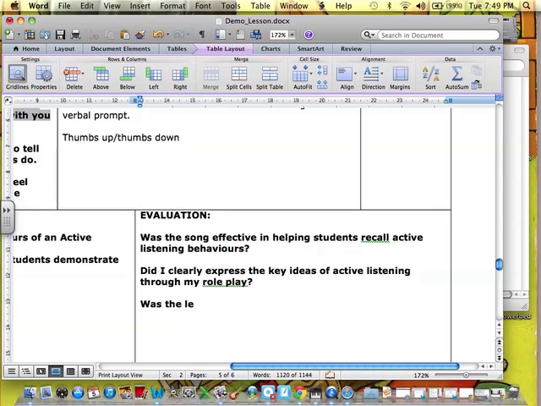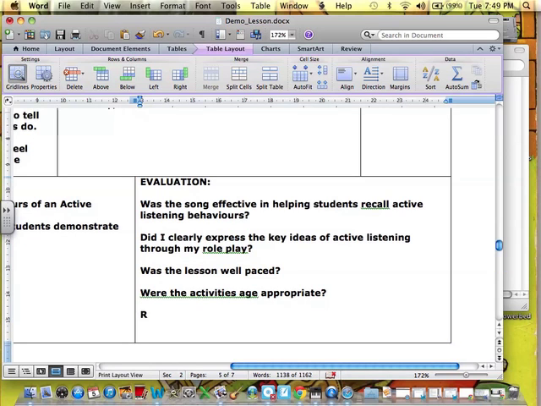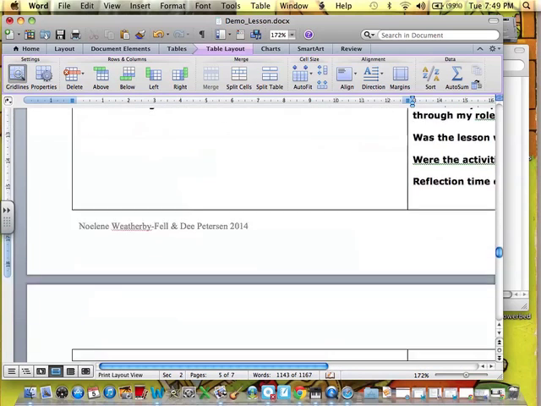Was the lesson well paced? Okay, so did I spend too long or too short on a particular activity? Were the activities age appropriate? So this is going to be a series of questions or tasks that you're going to do on completion of the lesson. Okay, my evaluation might also include reflection time on the assessment checklist, and some key questions associated with that as well.